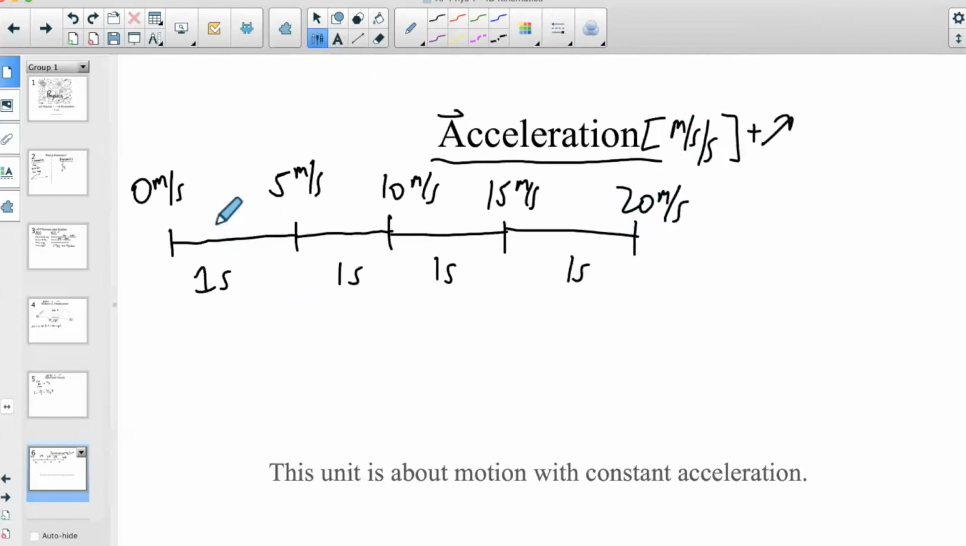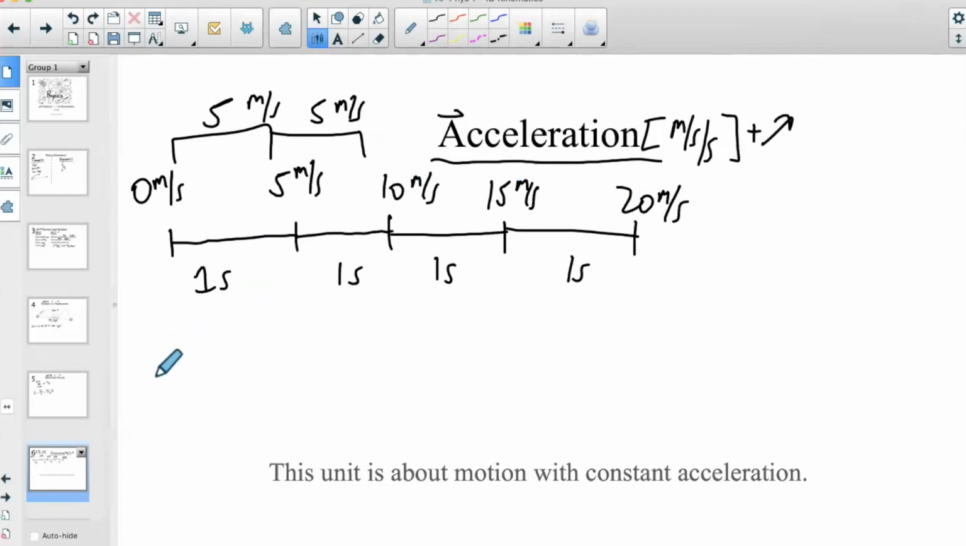So if you look at this, what's going on? How do we quantify this? So I'm definitely getting faster. Each of these bars is representing 1 second. So in each second, here I'm going up 5 meters per second. Here I'm going up 5 meters per second. Basically, each one I'm going up 5 meters per second.